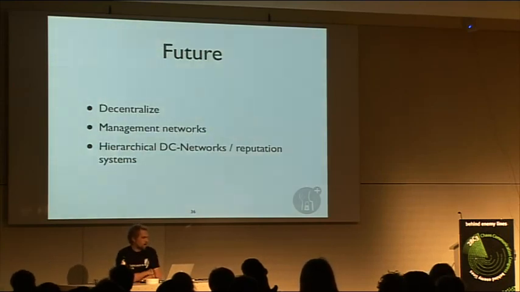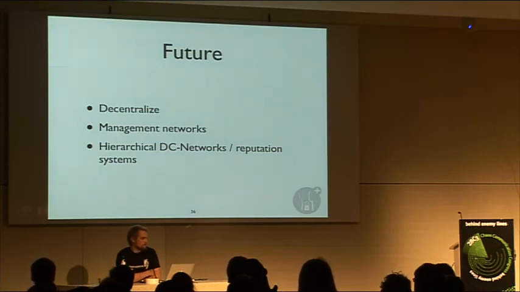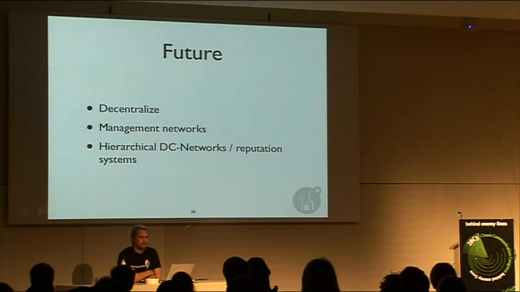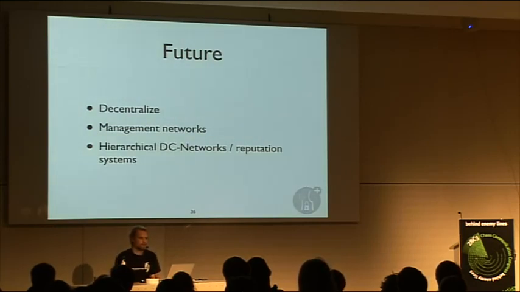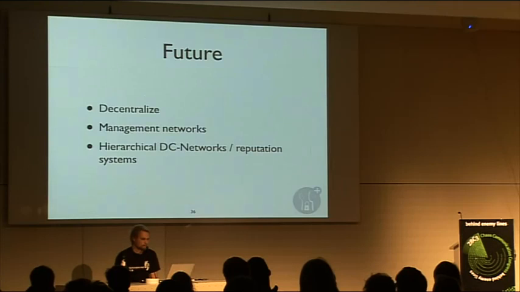So, a little early, I come to the future of DC networks. It's my great wish to decentralize. It's possible, I think. I have some ideas from BitTorrent in mind to distribute the computation of the global sum. And what we need as well is the management network to unveil the attackers, to be able to exclude them. And of course, one could play with hierarchical DC networks and reputation systems to make the quality a little better.